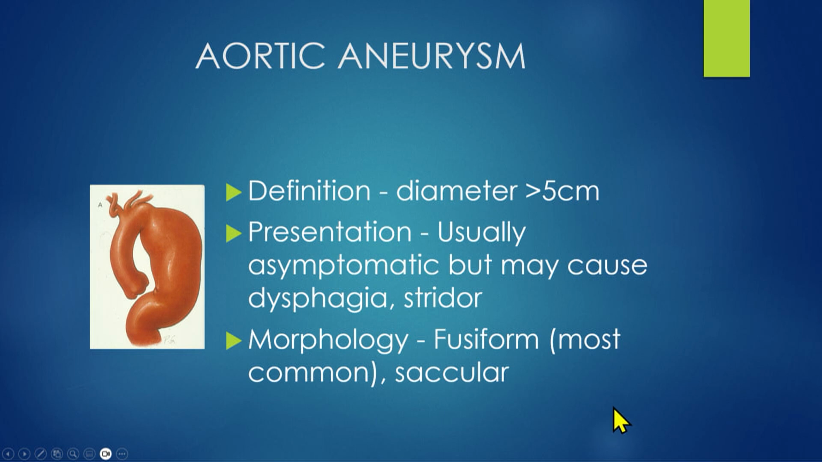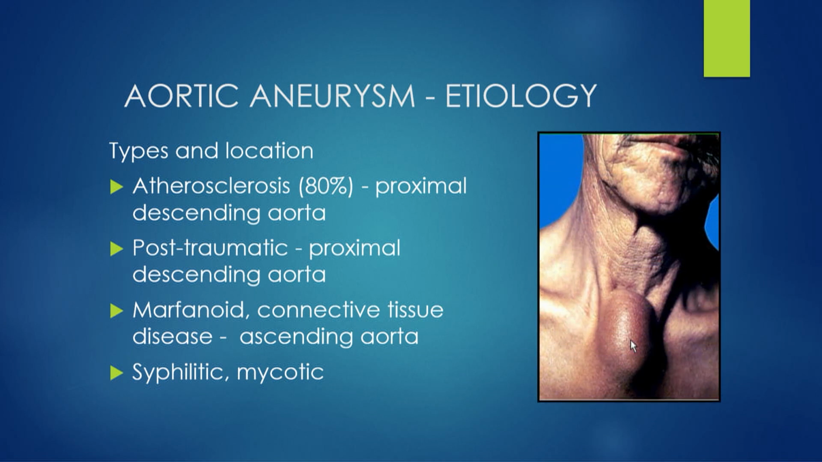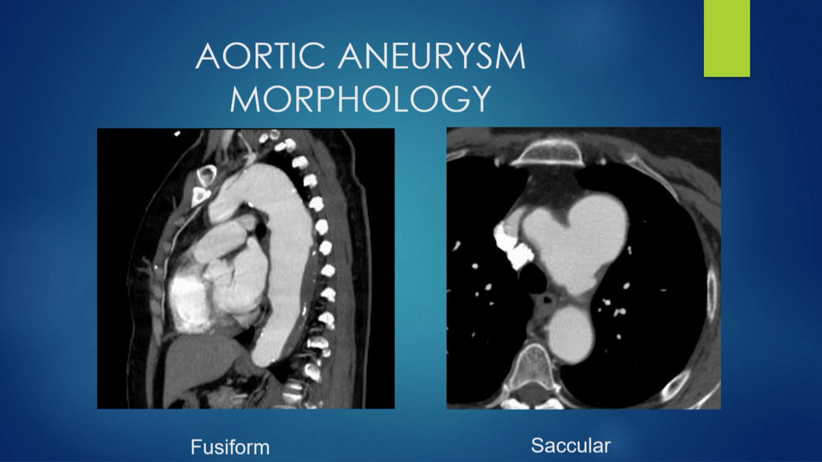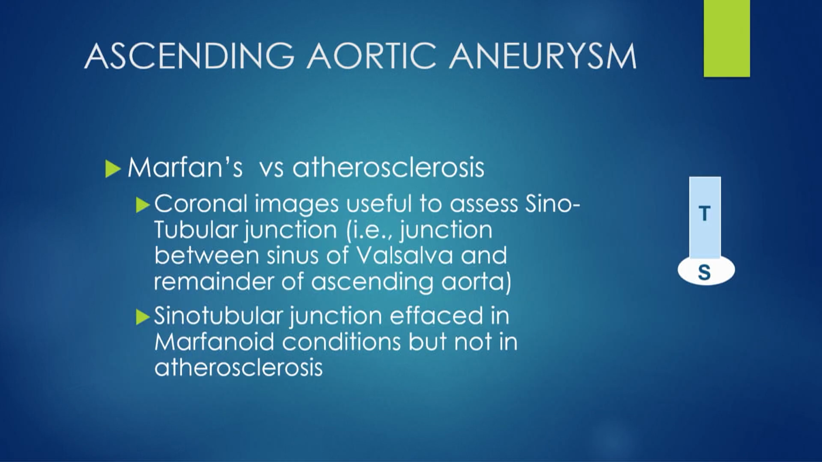That's an interesting topic. Generally, they're asymptomatic. Certainly in their slowly growing phase, they can be fusiform, they can be saccular. Atherosclerosis is the most common cause by far in the thorax. They can be post-traumatic, as we're going to talk about briefly, and don't biopsy this. And this is just an example of fusiform and saccular. With volumetric imaging, more or less the same.